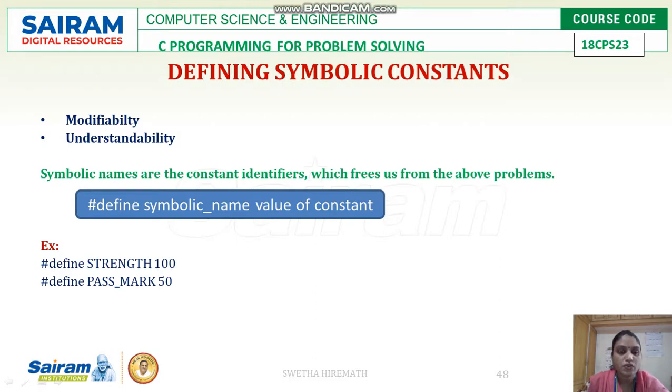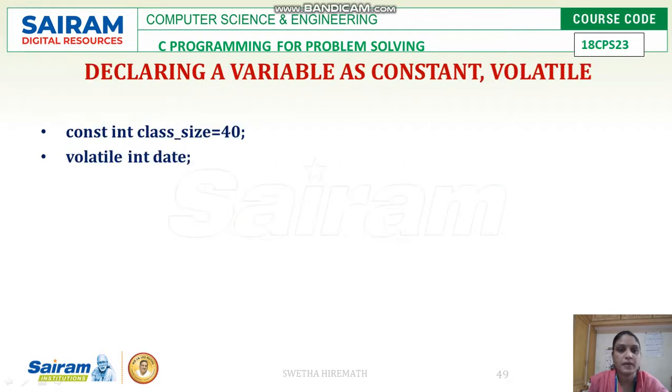Okay, so in order to avoid these problems in our programs, we are going to use these symbolic names, and whatever constant values we use are called symbolic constants. So coming to the last part of assigning values: declaring a variable as a constant or volatile.